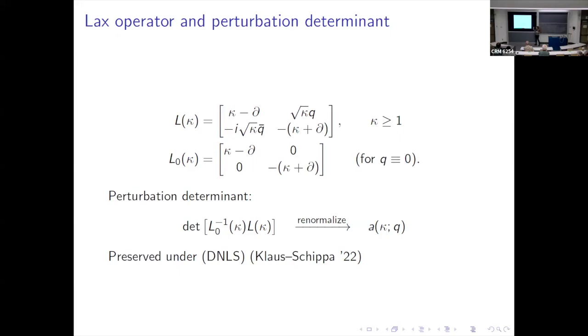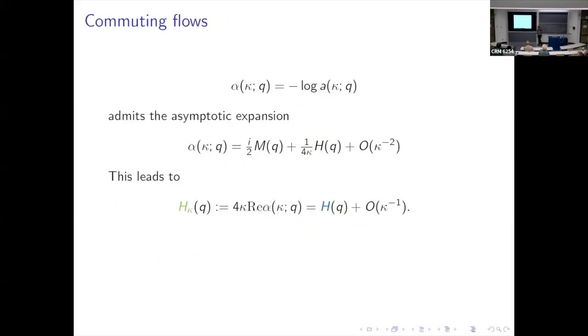Okay, so these quantities A_kappa, defined that way, were already considered in the work of Klaus and Schippa a little bit before our work, and they show that these are preserved under DNLS. So they provide new conservation laws for DNLS because I have one quantity for every kappa, right? So I have, again, infinitely many conserved quantities, but different than the ones I had before. Then what we did is, okay, I take the logarithm of this quantity A that I showed you earlier. I call it alpha of kappa. And the nice thing about those is that they admit this nice asymptotic expansion in terms of powers of kappa.